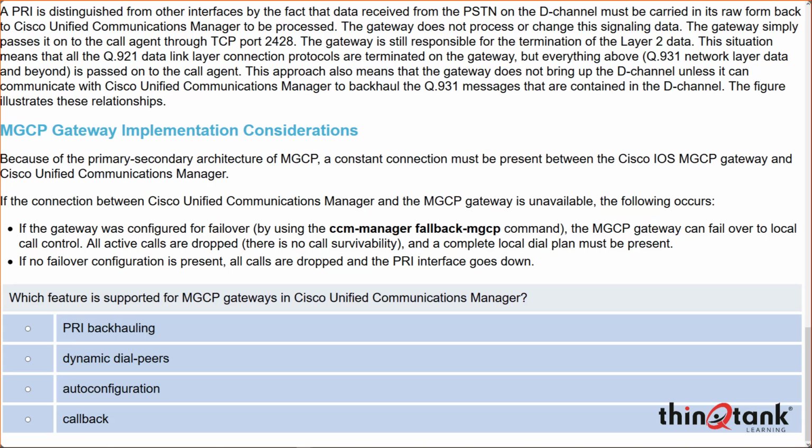All right, what are some of the other considerations? If the gateway has failover, you can use the ccm-manager fallback-mgcp command to specify essentially a subscriber or secondary server. If there is no failover, obviously that's not going to do any good with regard to redundancy. But typically we'll have a primary call agent and a secondary call agent for the gateway itself.